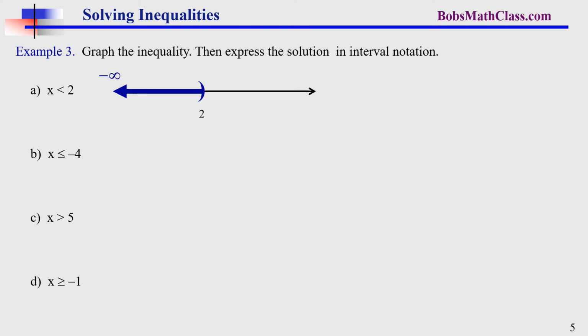Okay, here's the graph. So it's x less than 2, you put 2 on the number line, and then shade to the left. Since there's no equals, we're going to use parentheses. Then in interval notation, you're going to put the negative infinity first, and then the 2 second, left to right.